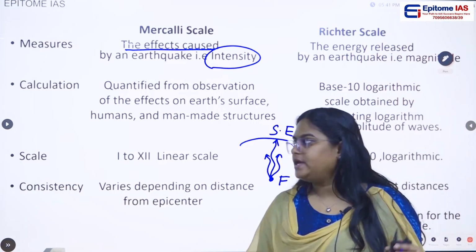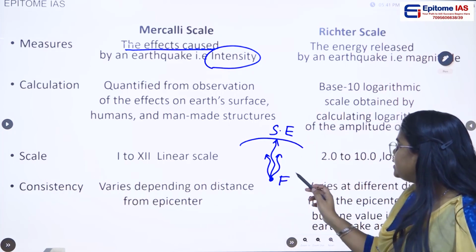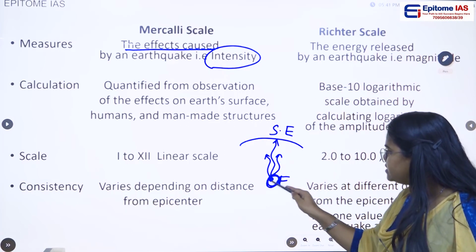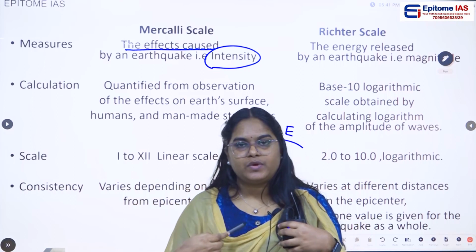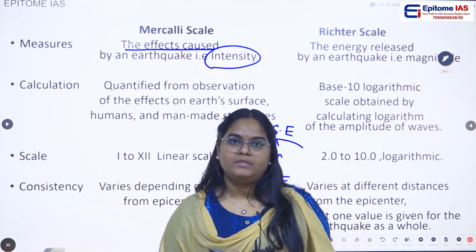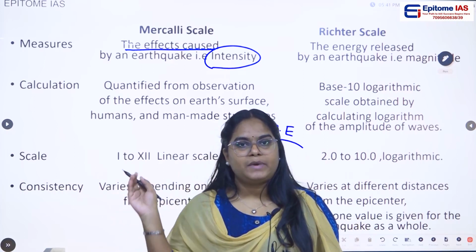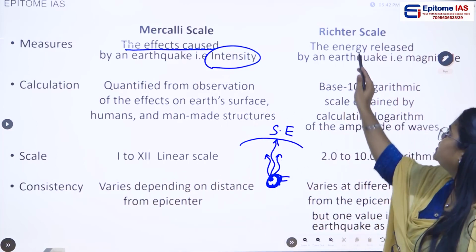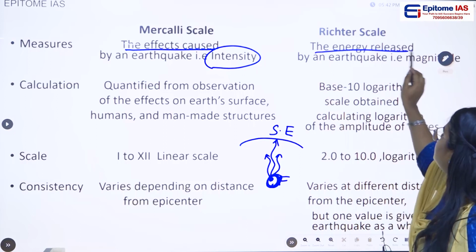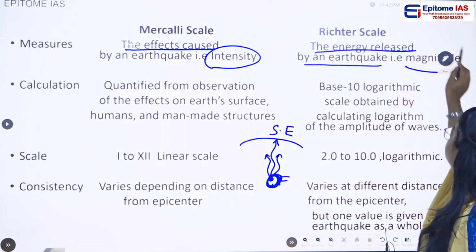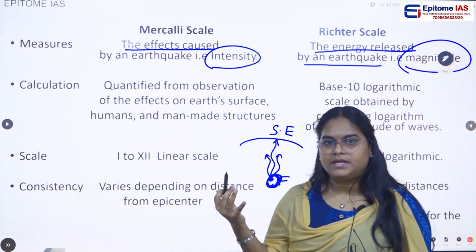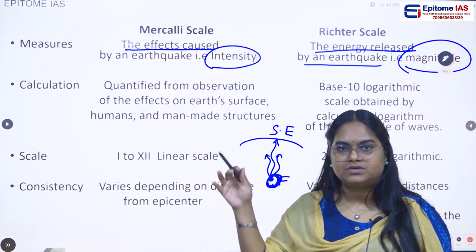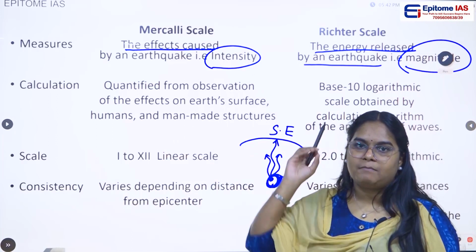Focus. Okay. So now, if you see here, with the Richter scale they are going to calculate how much energy this particular earthquake has released. So they calculate this in the Richter scale. In the Richter scale, the energy released by an earthquake, that is the magnitude of an earthquake. In the Mercalli scale, they calculate the intensity of the earthquake. So this is intensity and this is magnitude.